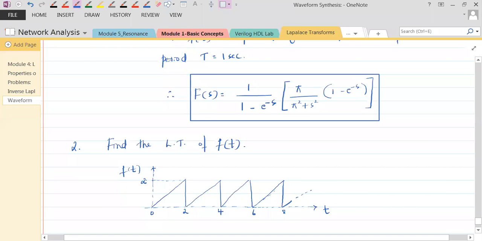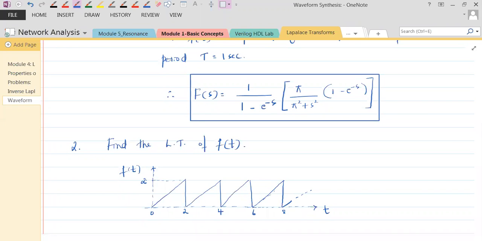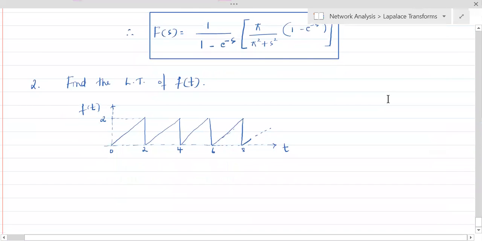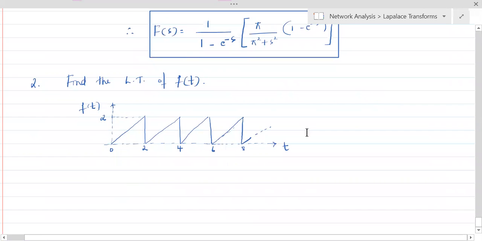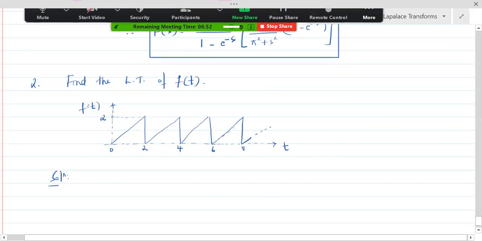Now, what would you do with this? This is very similar to what we have done in the previous case. The same procedure needs to be followed, but you need to consider the part which is repeating itself. So what is that in the solution? Consider only this.